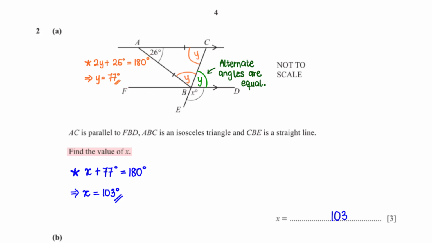AC and FBD are parallel. This means these two angles are alternate angles, and we know alternate angles are equal. Angles on a straight line add up to 180 degrees. So we have x plus y, which we found as 77 degrees, equals 180 degrees. When we subtract 77 from both sides of the equation, we get x equals 103.